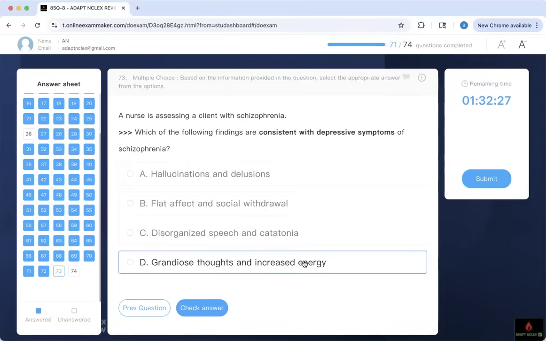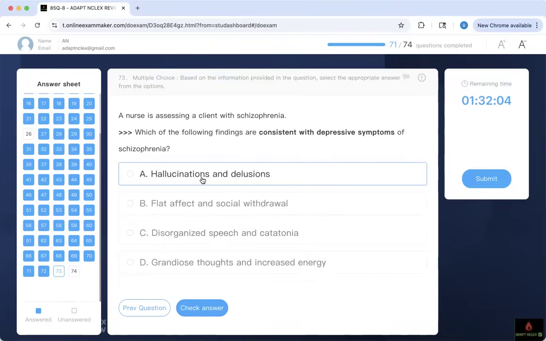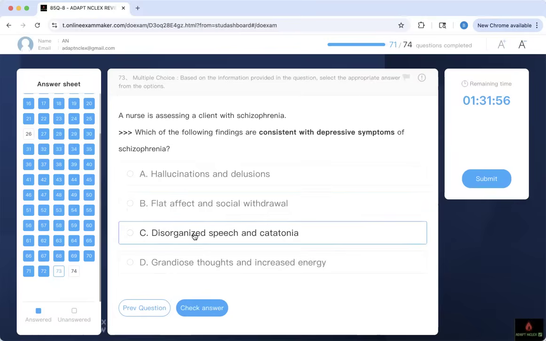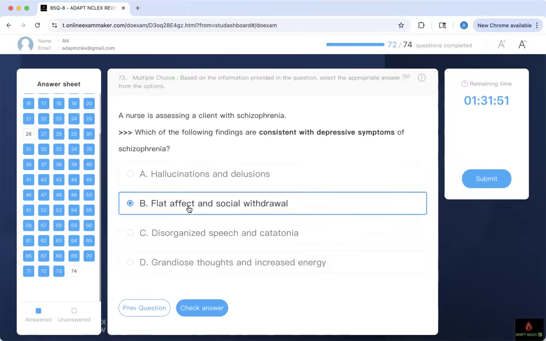Which of the following findings are consistent with depressive symptoms of schizophrenia? This is assessing the client with schizophrenia. Hallucination, delusion, flat affect, social withdrawal, disorganized speech, catatonia, grandiose thought, increased energy. Grandiose thought and increased energy are bipolar, not one of them. Now, depressive moods, things are going down. Delusion and hallucination are positive symptoms. Flat affect, social withdrawal sound like going down. Disorganized speech is outgoing. This is catatonic. So this is it.